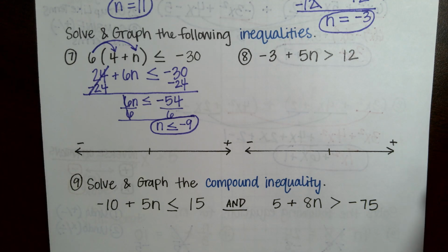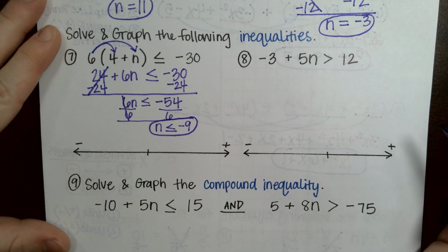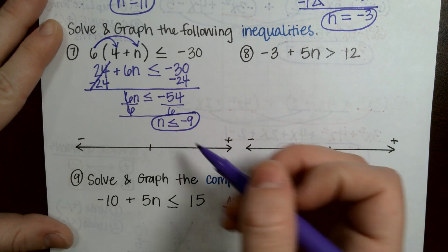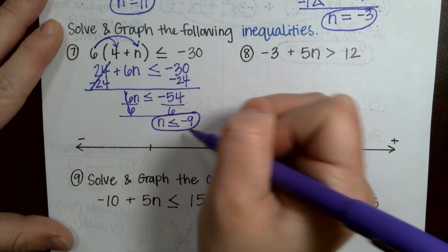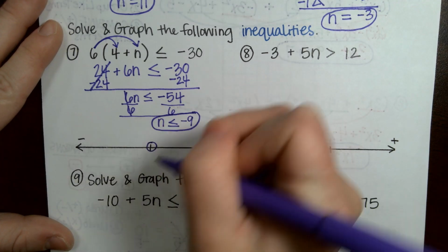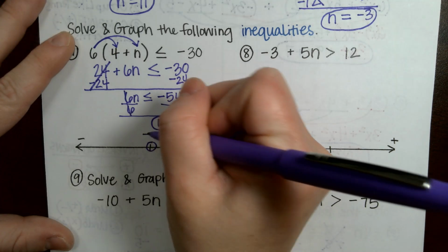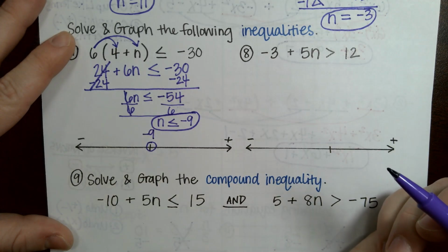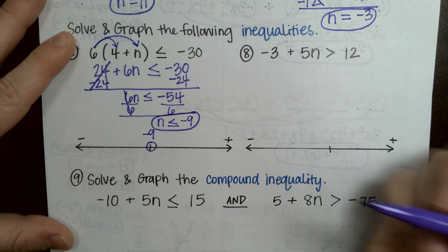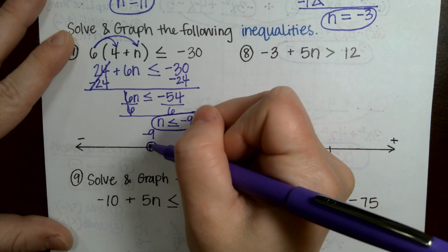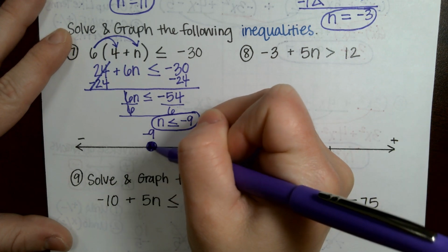Second part, what do I need to do with this answer? Yes, we want to go ahead and start graphing this. So first, we will circle our tick mark. What am I going to label my tick mark with? Negative 9. Good. Yes. Why am I going to color this circle in? Because it's equal to. Good. Less than or equal to. So I'm going to color it in.